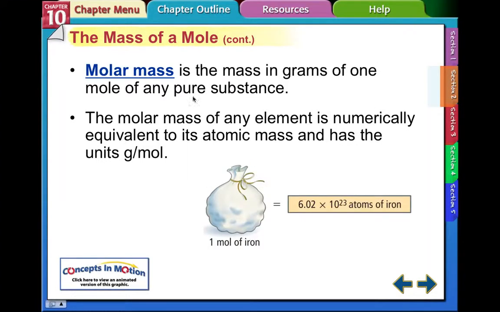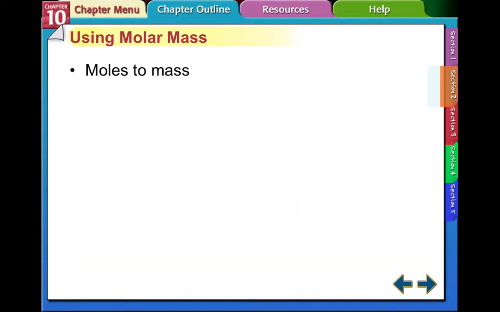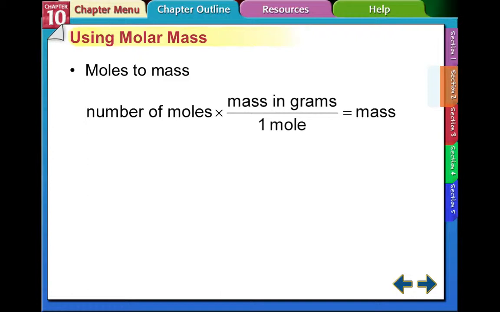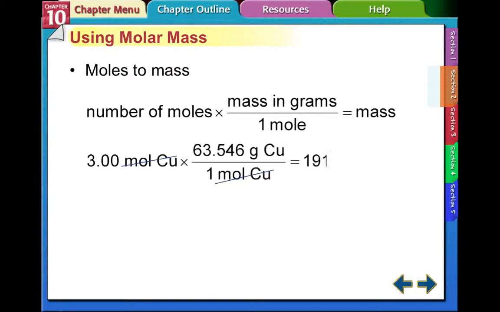So you can see that the molar mass is the mass that you look at on the periodic table. Okay? So now we need to use that information and be able to convert between moles. In this case, we're going to go moles to mass. We're still going to use conversion factors. So we are going to use number of moles that we're given. The mass in grams over 1 mole equals the mass.